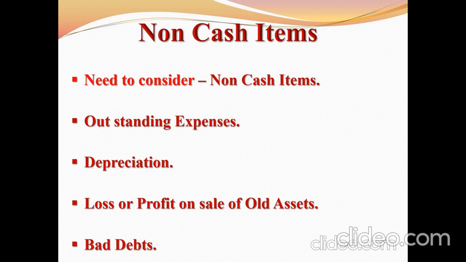Profit or loss on sale of assets will come under the expenditure account. If it is a loss, just enter it on the expenditure side. If it is a profit, enter it on the income side. All these things will be shown under the expenditure side.